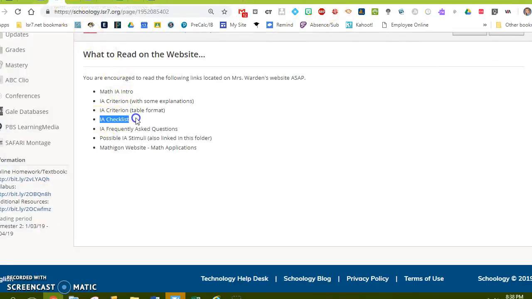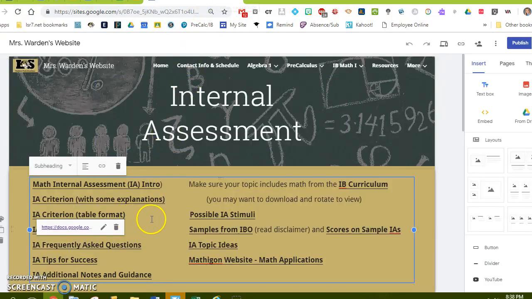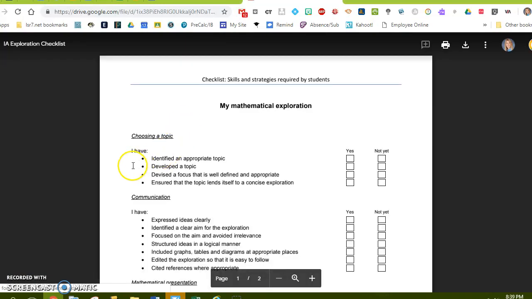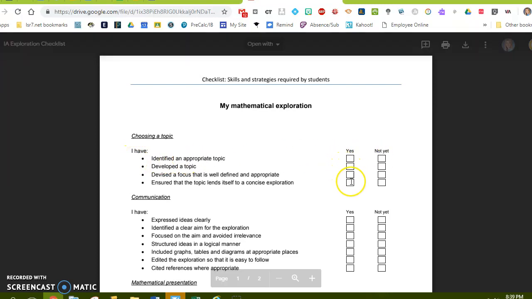The next thing to look at is the IA checklist. This is something that you're probably going to want to come back to later as you start writing it, but these are things that can just kind of remind you, hey, I'm trying to choose a topic, so I want to identify an appropriate topic. I want to develop it. I want to devise a focus that's well defined. I want to ensure that it's going to get a concise exploration.